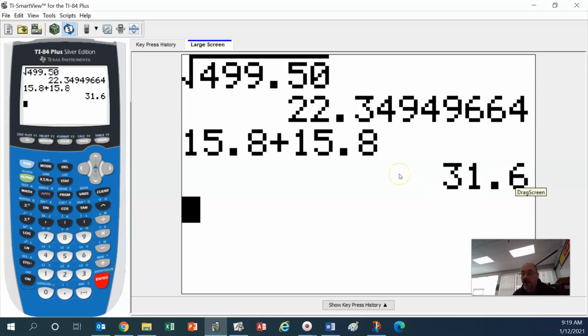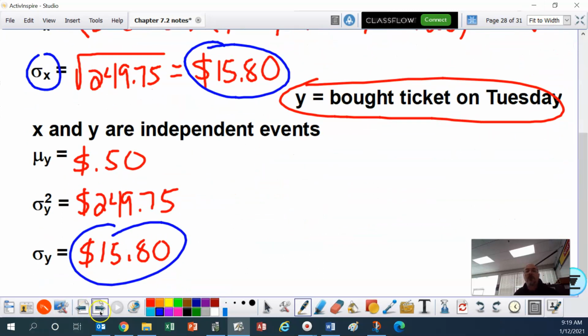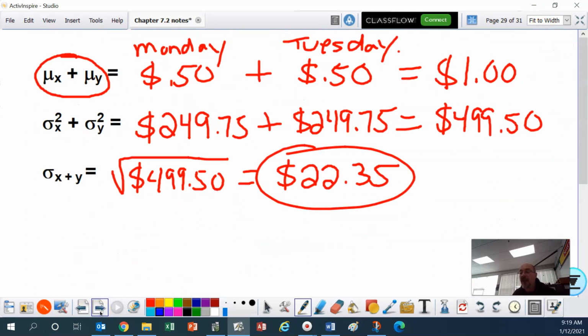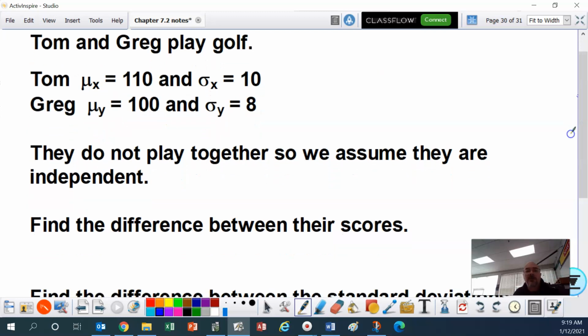This is a very, very common mistake unless you get that rule down. I'm going to say it again. You cannot work directly with standard deviations. You have to work with the variance and then find the standard deviation. Okay, last one.